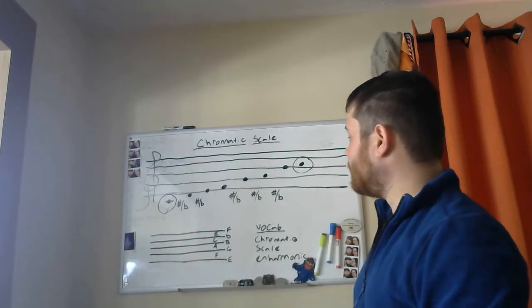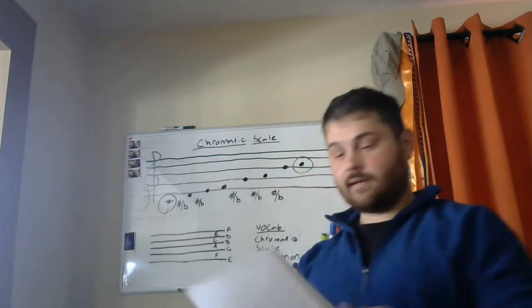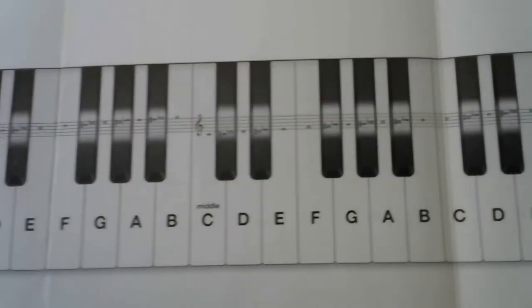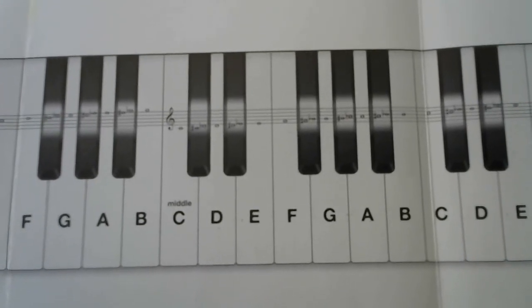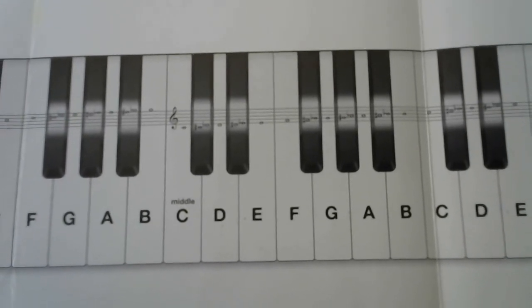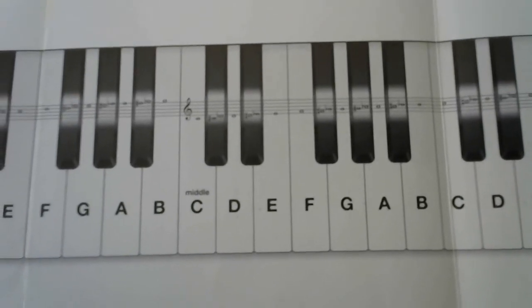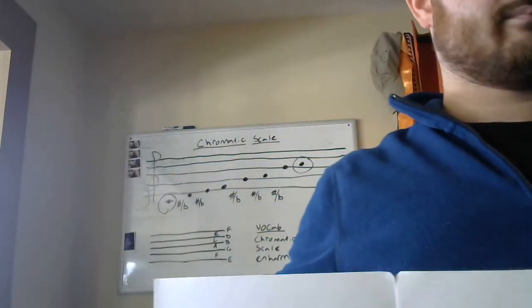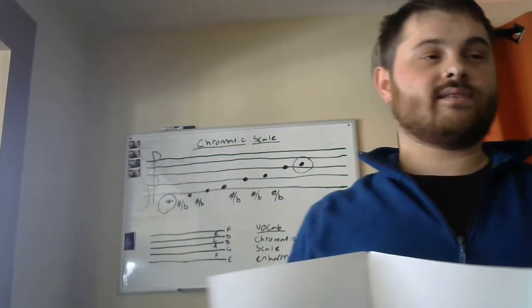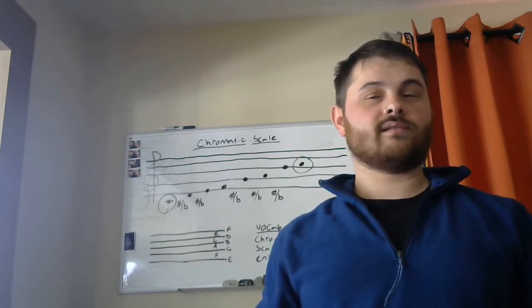So remember that, for example, in between C and D, there's a black key. That black key is either a sharp or a flat. It's either C sharp or it's D flat. It's spelled differently, but sounds the same. Spelled differently, but sounds the same.